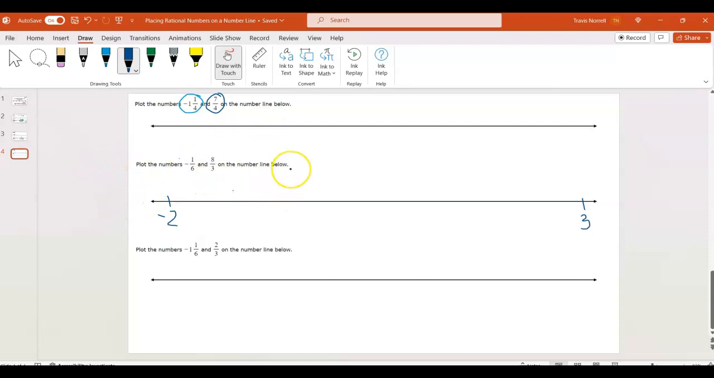Alright, so between -2 and +3, I have 5 sections. So I'm going to try to cut it into 5 equal sections. 1, 2, 3, 4, 5. Maybe I got that close enough to equal sections. And I'm going to label these.